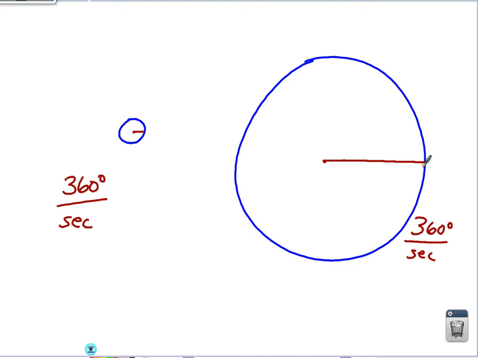But circle A or circle B, which one was traveling faster? Which one displaced more distance? They both took 1 second to go all the way around, but which one went the greatest distance in 1 second? B. They traveled a whole lot farther in 1 second.